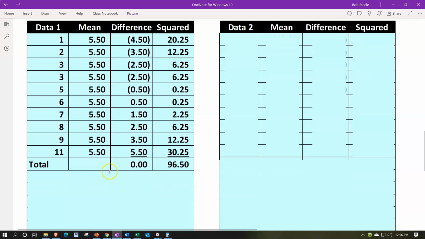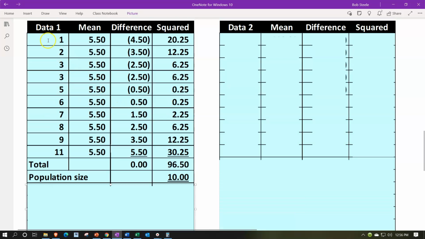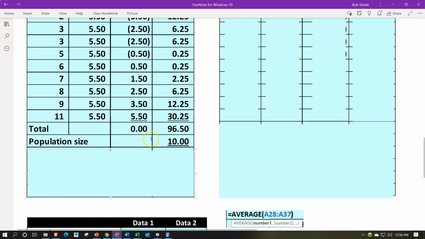So then if we add these up, the total of the squared items, if I add up this column, is going to be 96.5. Population size, just counting them, 1, 2, 3, 4, 5, 6, 7, 8, 9, 10 of them. So the 96.5 divided by the 10 is the population variance, 9.65.